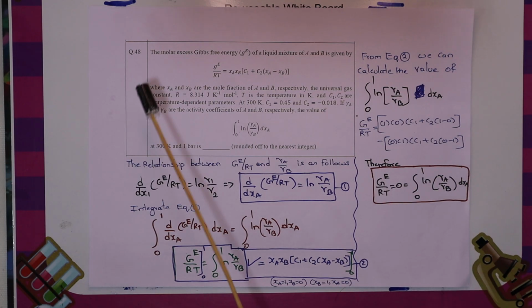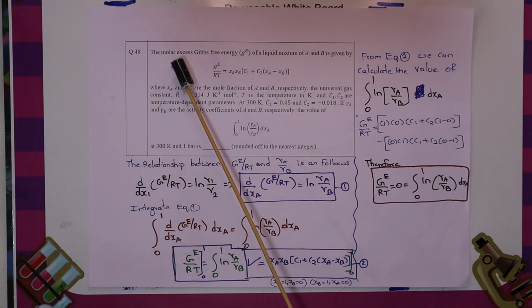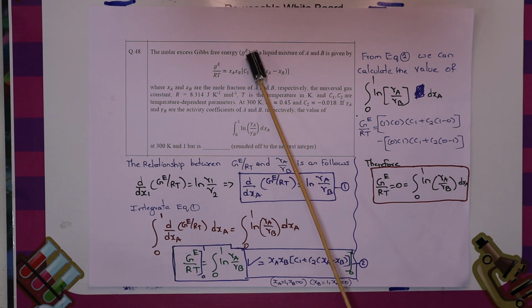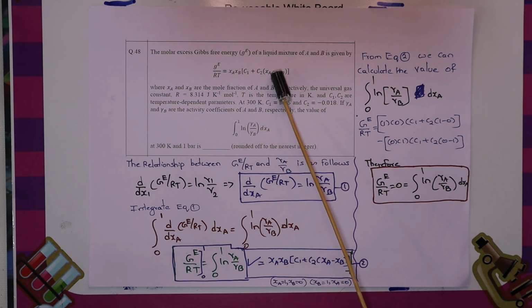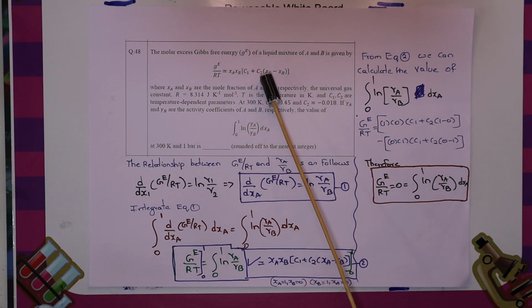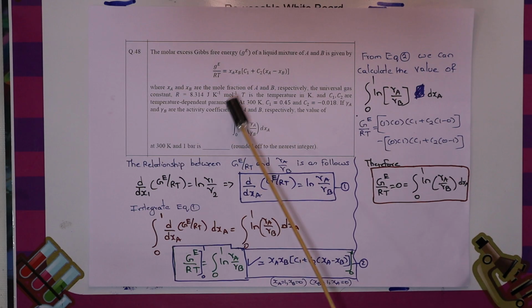Let us deal with question number 48. It is given the molar excess Gibbs free energy GE. The excess free energy of a liquid mixture of A and B is given by a particular expression. That means there is a container consisting of the molecules A and B, and the excess energy of this mixture is given by this expression.